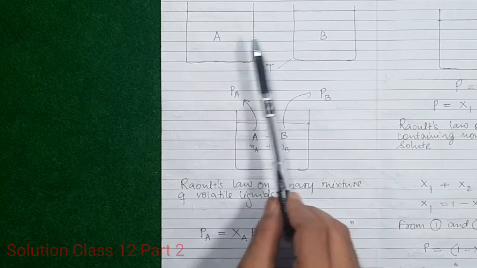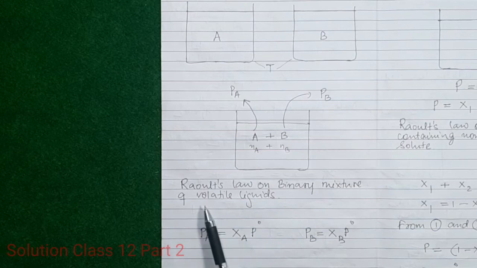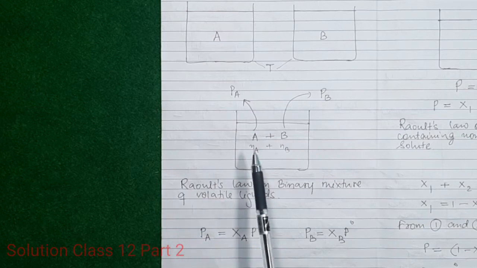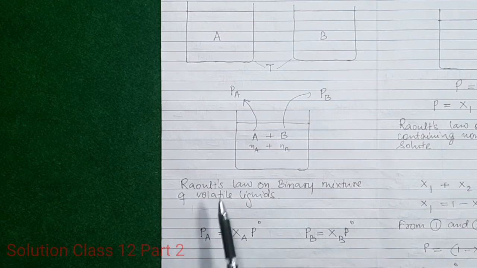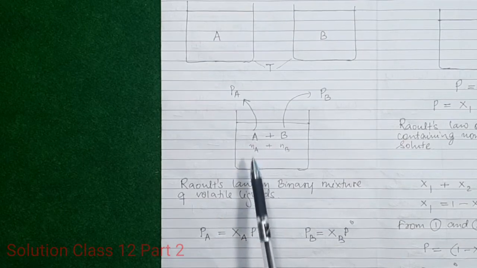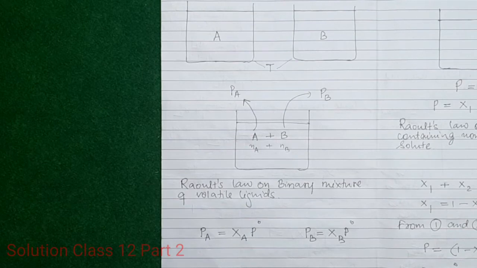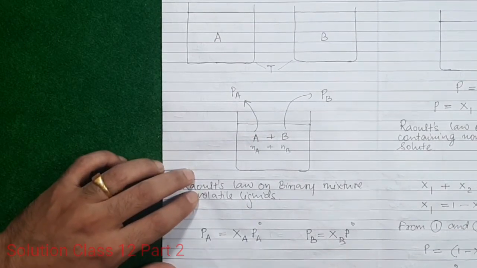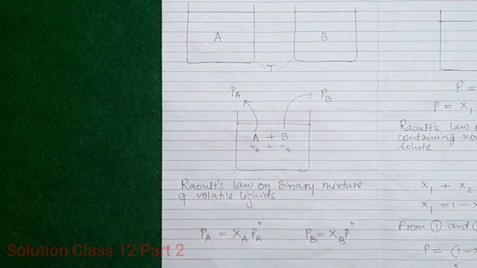Why binary? Because how many components are mixed here? Two components. A binary mixture of volatile liquids. Both are volatile liquids. So I want to know what the vapor pressure of A in this mixture is. According to Raoult's law, the vapor pressure of A in this mixture is given by the product of the mole fraction of A in this mixture and the vapor pressure of pure A. When A was in the pure state, its vapor pressure was P°A. So the vapor pressure of A now is given by the product of the mole fraction of A only and the vapor pressure of A when it was in the pure state.